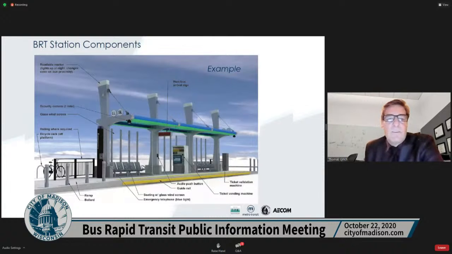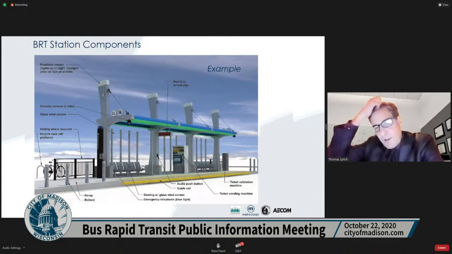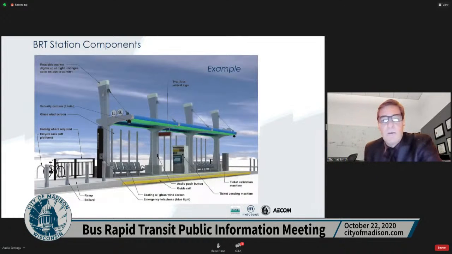This is an example bus rapid transit station. This one is actually from Grand Rapids. We don't know what ours will look like, but you can see that it has a shelter, seating, a ticket vending machine, accommodations for cyclists, and a level boarding platform, so that you don't step up into the bus through steps, but you actually step level with the bus.